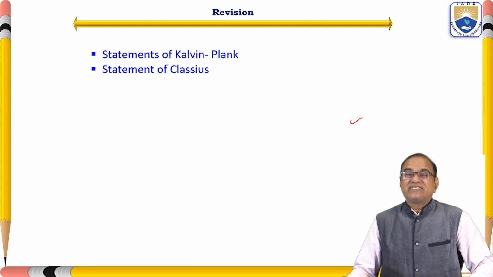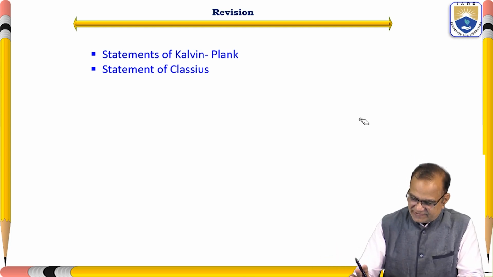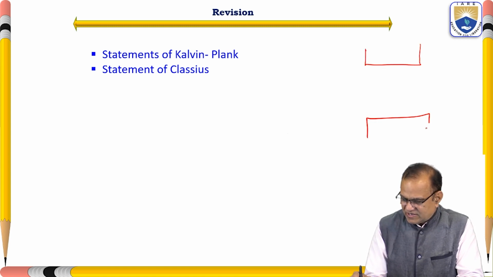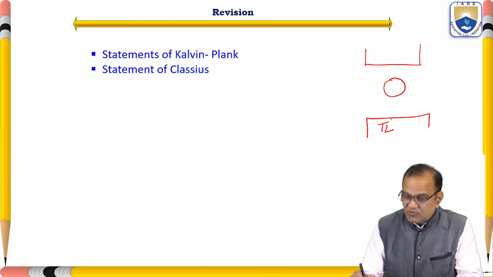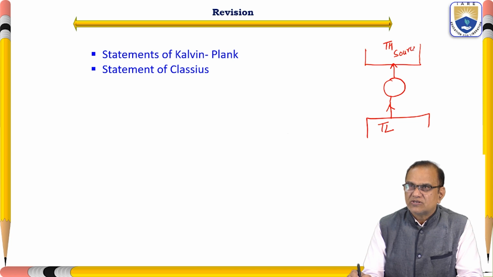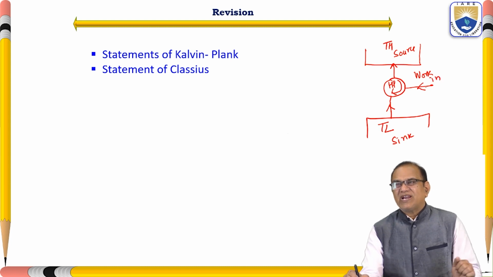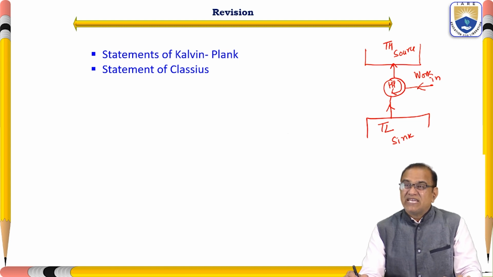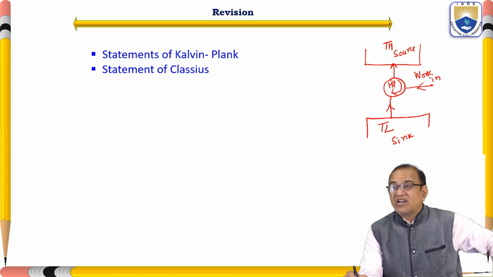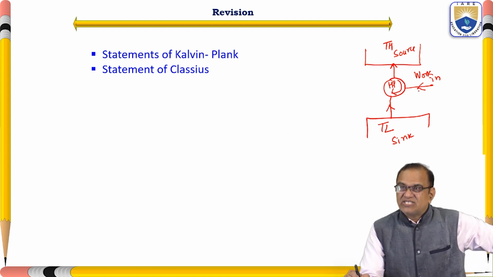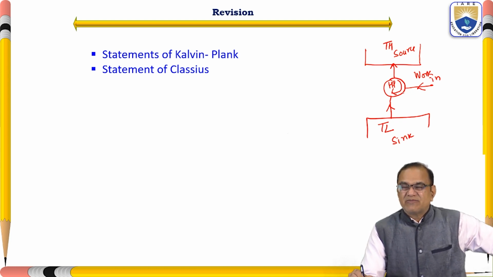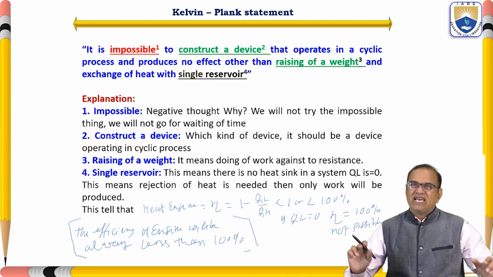Now I will go for the statement of the Clausius. This Clausius statement says that if you have a low temperature zone, TL, and you want to extract this heat to the high temperature zone, TH, this is the source, this is the sink. If you want to transfer from low to high, it is not possible without using a heat pump. This heat pump needs some work in. We have to give some external energy, then only it is possible. It is not spontaneous. This type of thing will not happen spontaneously. This is the statement of the Clausius which we discussed in my previous class.